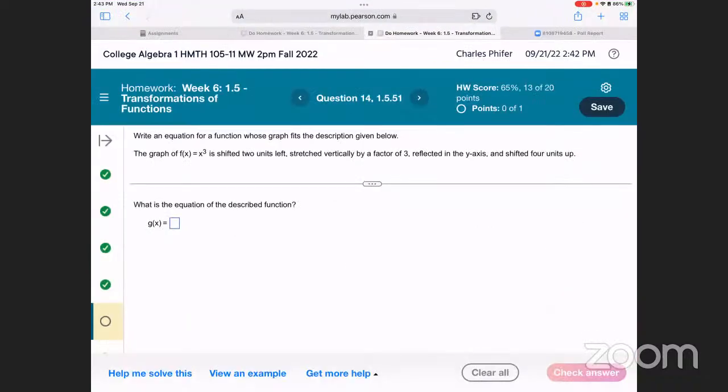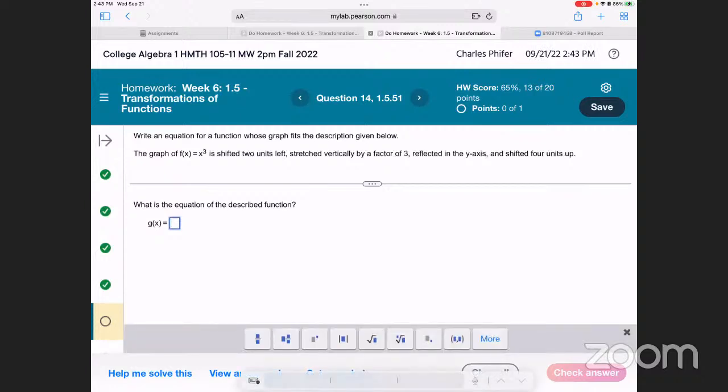Here's another one. This one is not multiple choice though. So write an equation for a function whose graph fits the description. It's x cubed. So let me start with x cubed, parentheses. It says shifted 2 units left, so that means we need to do +2 on the inside. +2. Let me close my parentheses.